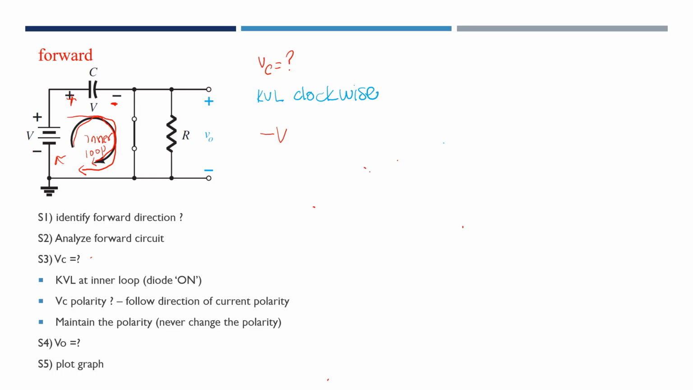Okay, so now we have set the polarity, and back to our KVL. By using the clockwise, we have the negative V. Now the polarity is positive, so plus VC is equal to 0. So from here we can get that VC is equal to V. After we find out this VC, next we must calculate the V out.